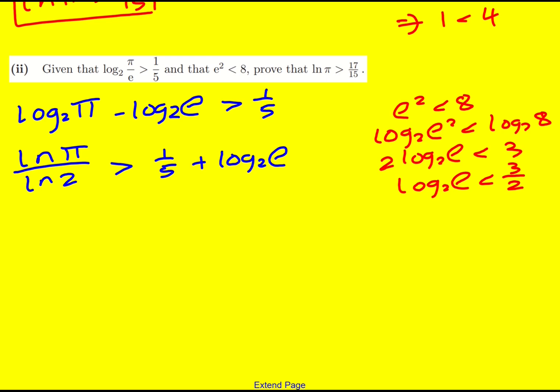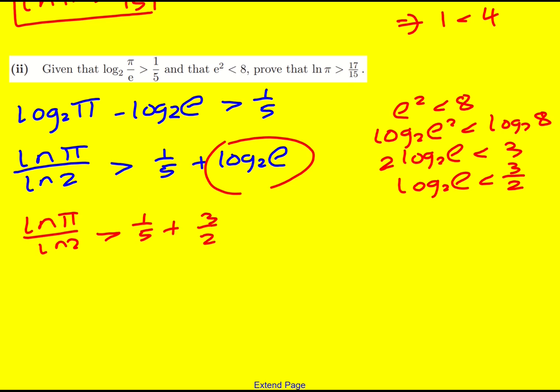But that's where I went wrong, because then I said I could replace this by 3 over 2. So ln pi over ln 2 is greater than a fifth plus 3 over 2. But that is not necessarily true. I think it turns out that it is true in this case, but it's not necessarily true, because this thing here is bigger than this thing here. So we can't be sure. There's going to be a point where, if we made it 5 over 2, then it wouldn't be true anymore. So I can't use the same logic as before, and actually I need to abandon the method here.